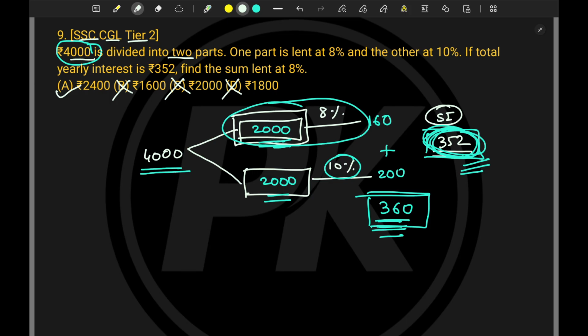Here what we did, again I am explaining: the simple interest we got is 352. When I divided the 4,000 rupees into 2,000 and 2,000, my simple interest comes to 360 rupees. But as per the problem, it is 352. That means the larger amount I have given at the lesser interest rate, which is 8%. That means more than 2,000 rupees I have given, and hence option A.